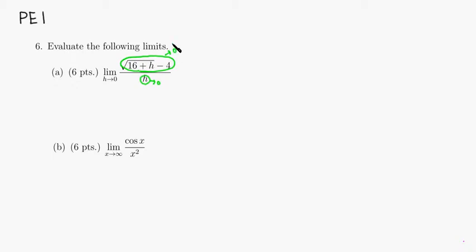The fact that you get 0 over 0 means that there's going to be some common factor. So it's going to be h, but we have to squeeze h out of the numerator. Here's the trick. We multiply top and bottom by square root of 16 plus h plus 4. And we do the same thing to the denominator. Multiply the denominator by square root of 16 plus h plus 4.